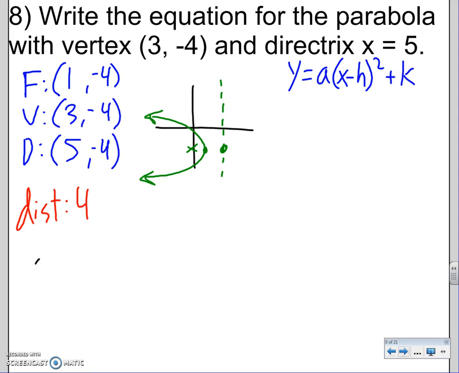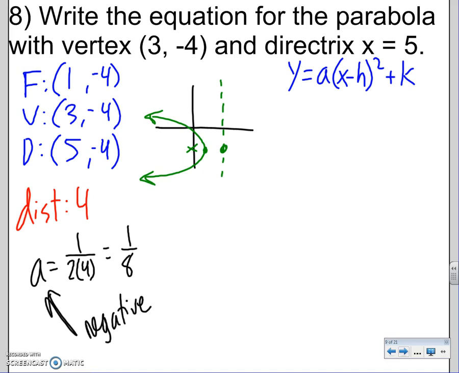Then we find A. A is always 1 over double our distance, which is 1/8. Check if it's positive or negative. Since the picture's going left, A is negative, because left is flipped. So A is really negative 1/8.